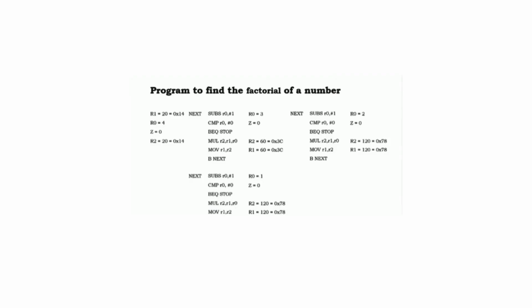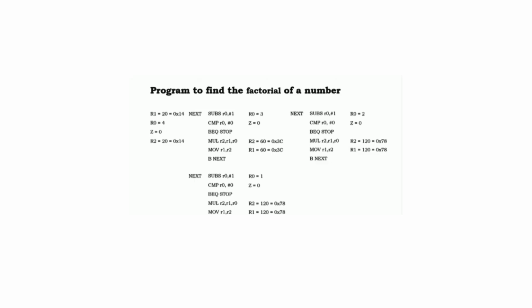Now it will multiply R1 into R0, that is R1 is 60 into 2, that is 120. We'll copy that same number in the result register, that is R1. Next we'll jump to the next again label. In this loop we'll decrement R0 value, that is from 2 to 1.